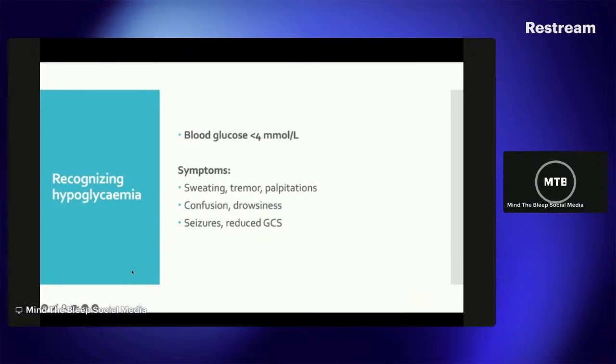So hypoglycemia is a blood glucose level less than 4 millimoles per liter. I put that in bold as that's a number that you should remember. And the symptoms include sweating, tremor, palpitations, confusion, drowsiness, seizures, and reduced GCS. And these symptoms may be absent in patients with recurrent hypoglycemia. So in those patients, we would determine if they have hypoglycemia based on their glucose levels, which we'll do via regular checks.